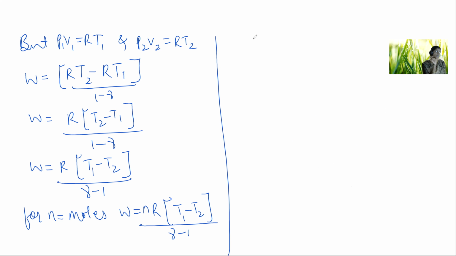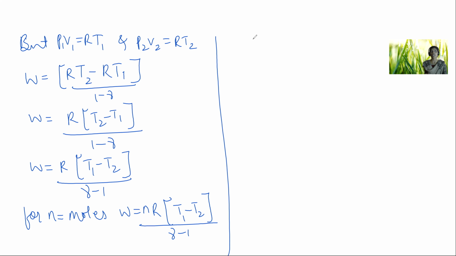t2 minus of p1 divided by 1 minus gamma as it is. Work done is equal to r, the universal gas constant, times t1 minus of t2 divided by gamma minus of 1. For n number of moles, we multiply by n, the number of moles. So w is equal to n r in bracket t1 minus of t2 divided by gamma minus 1. This is the final equation to represent the work done in case of an adiabatic process.